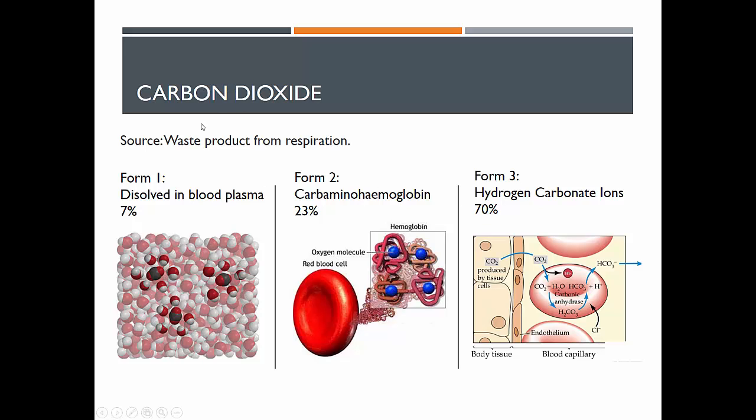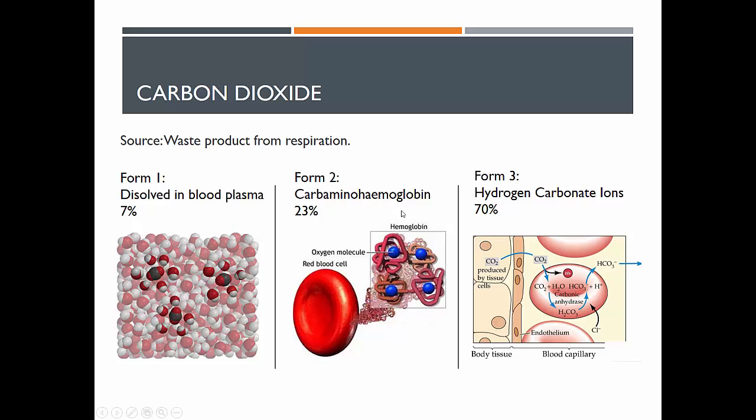Alright, so the first substance that we're looking at is carbon dioxide, and there are three forms that carbon dioxide is carried in. The first is actually literally CO2, and it is dissolved inside the water molecules here. The black molecule is the carbon, the oxygen is the red, and the hydrogen is the little grey molecules, with the CO2 literally just dissolved in the water. You can have dissolved gases. So form 1 is just dissolved in blood plasma.